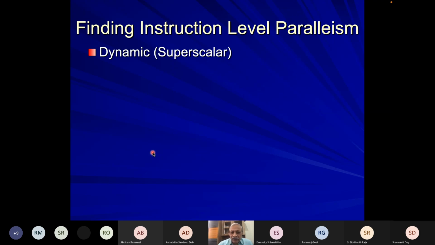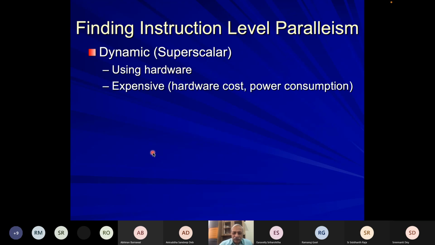You could do this dynamically, and that leads to an architecture which is called superscalar. Here it's done by hardware. So this is an expensive approach. You have to have hardware which checks whether instructions are dependent or independent. So there is a hardware cost to it. More power gets consumed, but you can identify groups of instructions which can be done in parallel.